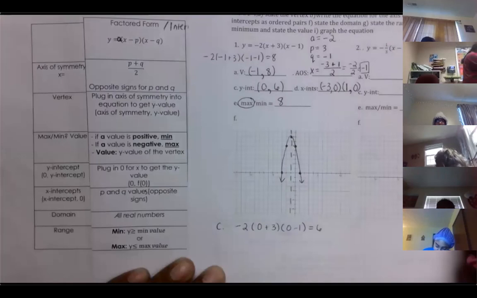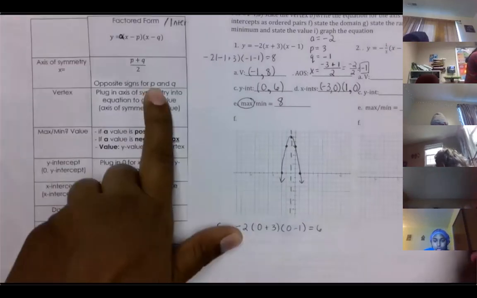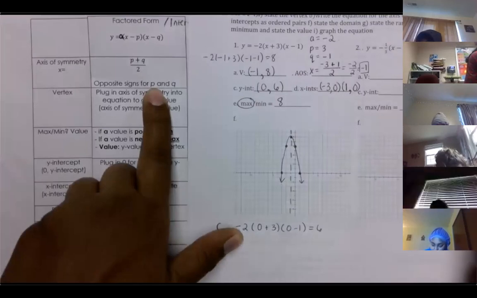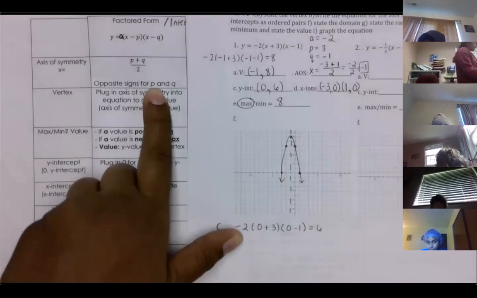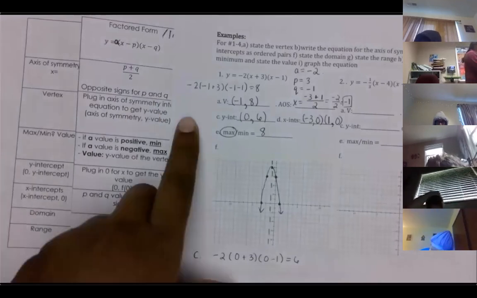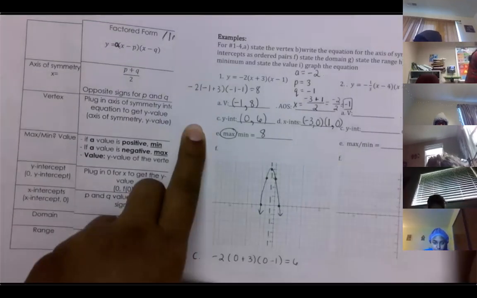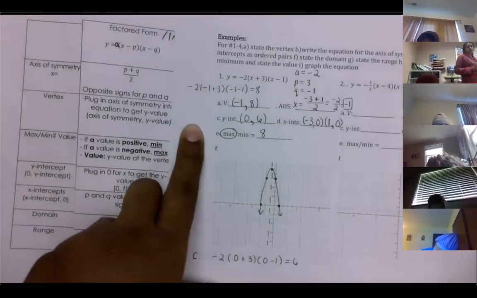Almost. Remember, you have to use the opposite signs for P and Q. So you want to change that negative 4 to positive 4, and then that positive 2 to a negative 2. That's the biggest mistake I see when students do this, so just make sure that you change the signs before you put it in the formula. 4 plus negative 2 is positive 2 divided by 2. 2 divided by 2 is 1.